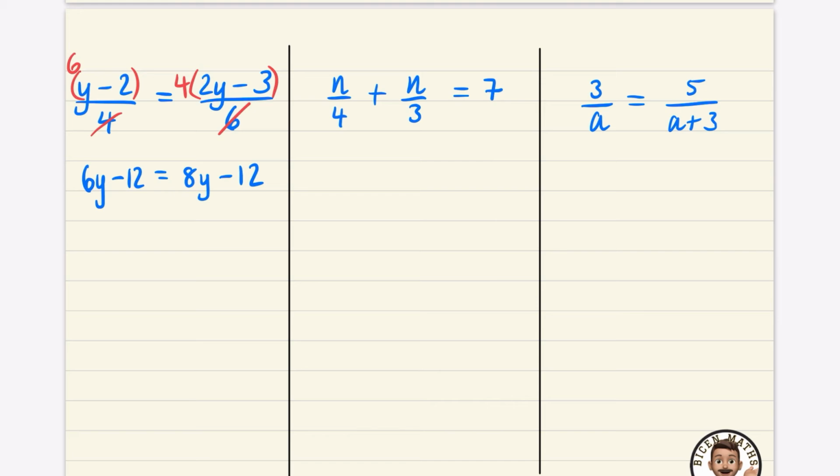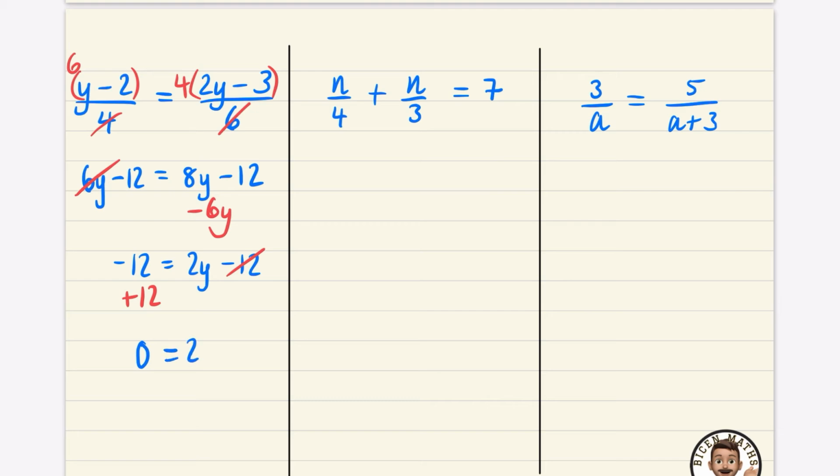Okay, let's get rid of the smaller x. Let's take that 6y away. So we get minus 12 equals 8y take away 6y is 2y. Doesn't matter that I've been using loads of different letters, so you can use any letter. I'll get rid of that minus 12 by doing plus 12. Now, minus 12 plus 12 is 0.